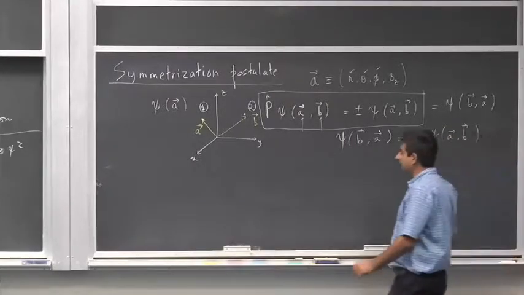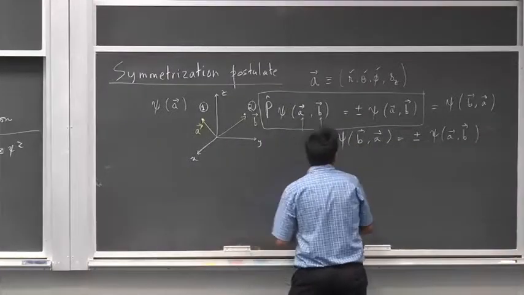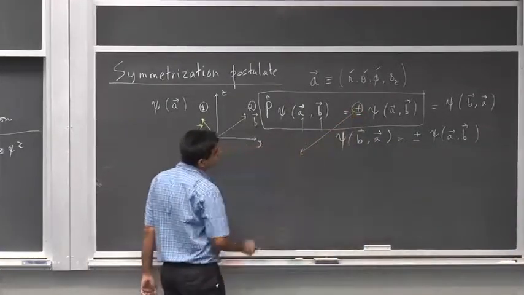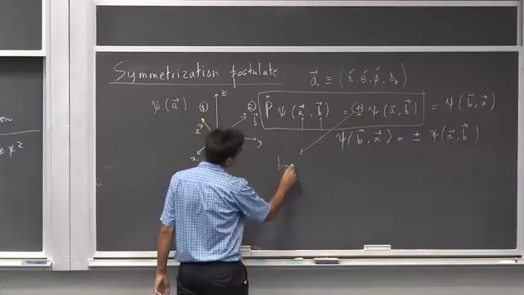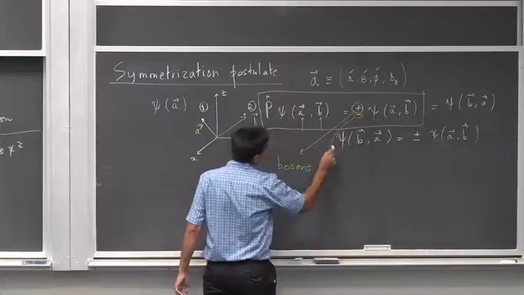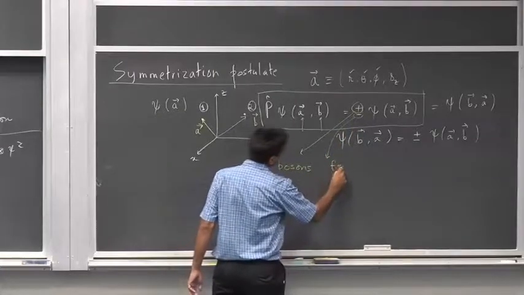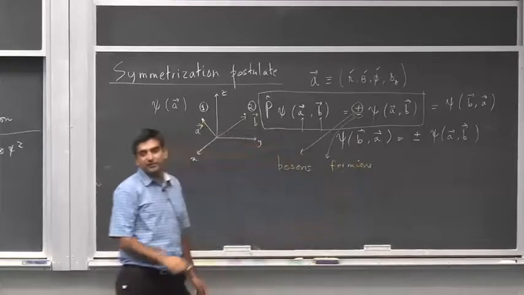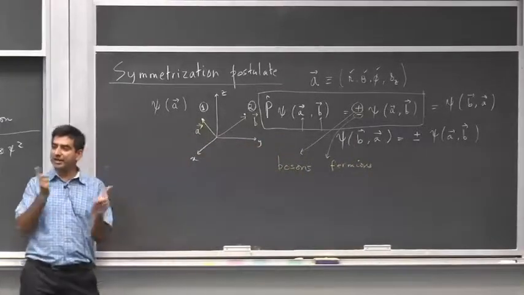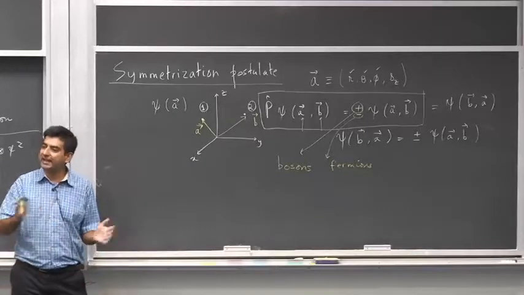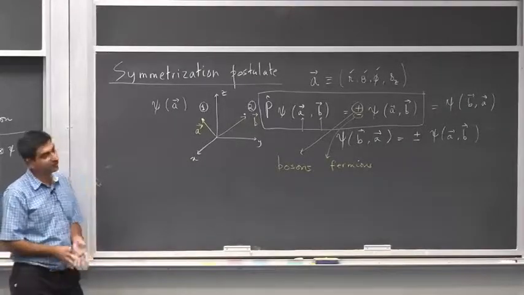Now it turns out that there are 2 classes of particles. If you get a plus sign here, then such particles are called bosons. And if you get a minus sign here, then the particles are classified as fermions. Now electrons are fermions, which means that if you exchange the 2 particles, the new wave function has to be the negative of the original wave function.